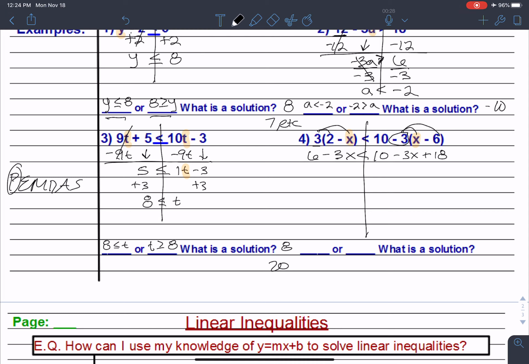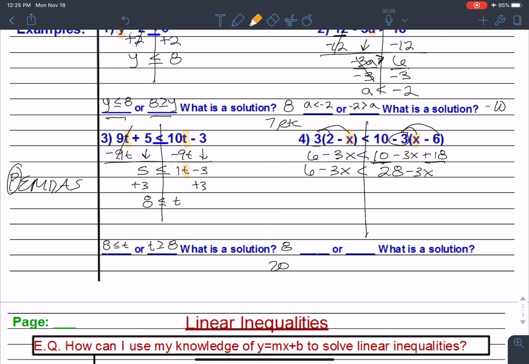Before we do anything else, we're going to combine like terms. So I'm going to ignore this right side and look at the left. I just have a 6 and a negative 3x. I cannot combine like terms, so I just bring down what I have. Now I look on the right side. I can combine 10 and 18 before moving any further. 10 plus 18 is 28. Bring down my negative 3x.